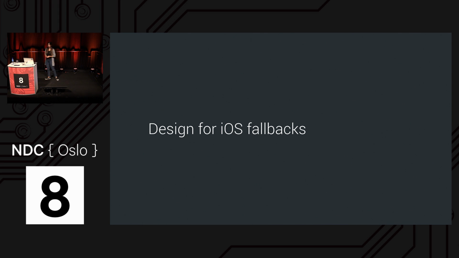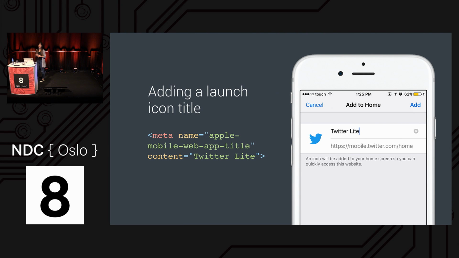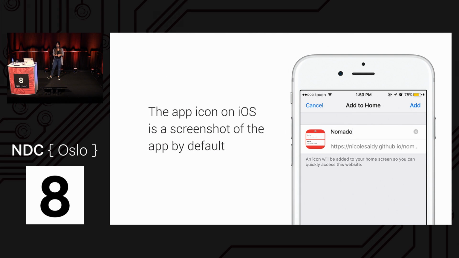So what we can do first is add a launch icon title. Since iOS ignores manifest.json, we need to add a launch title as a fallback. And by default, iOS sees the title tag in the head. Another problem we have is the app icon. The app icon on iOS is a screenshot. I don't know why. So what we need to do is have a fallback for this.